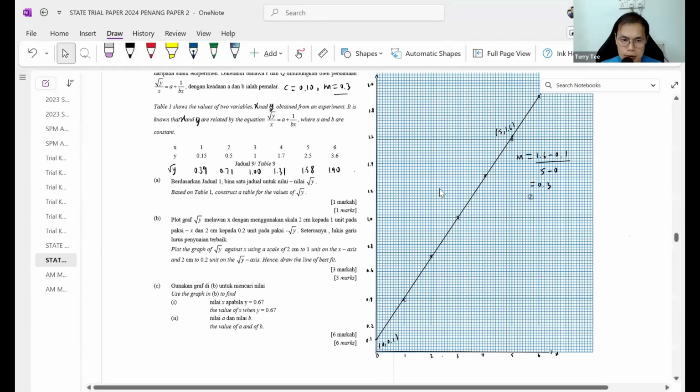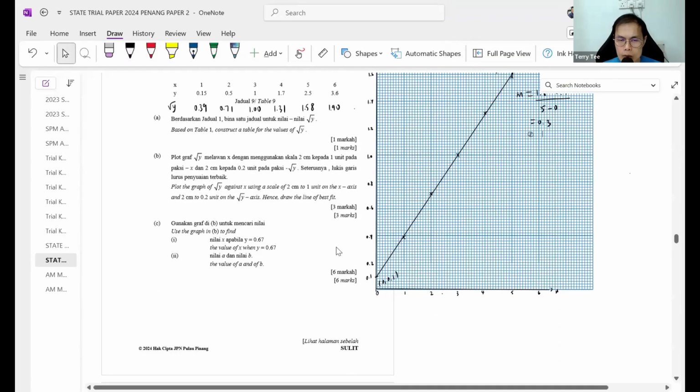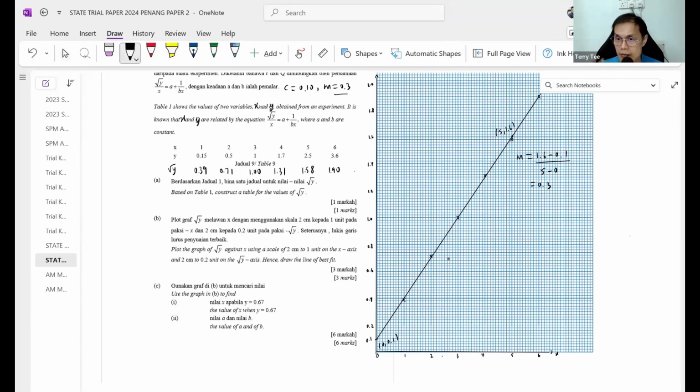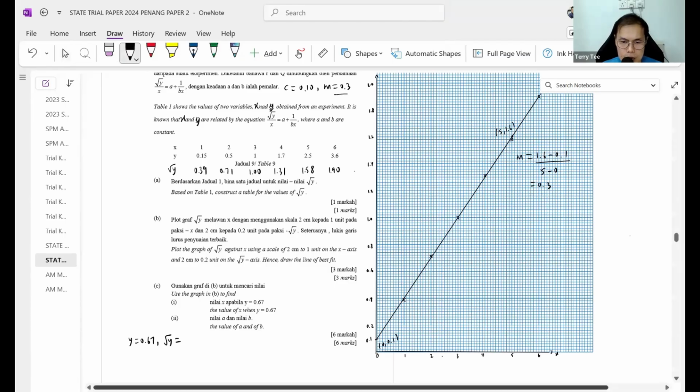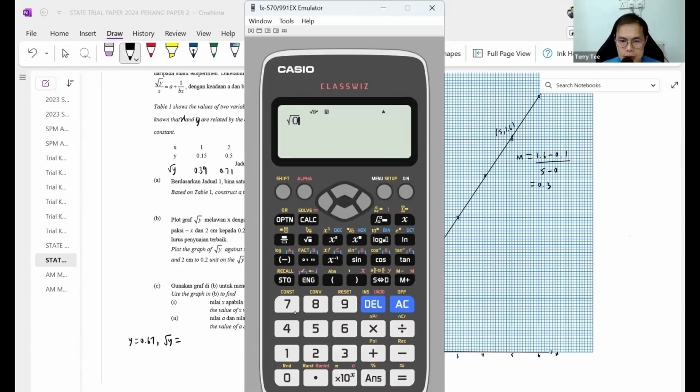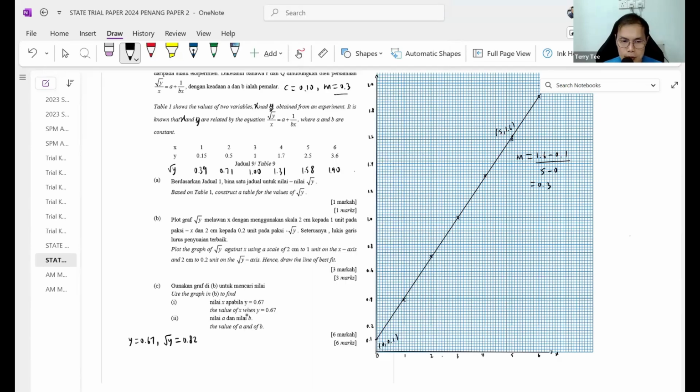Now use the graph to find the value of x when y is 0.67. My graph is done. I want to find first the value of x when y is 0.67. When your y is 0.67, what is the square root of y? Square root of 0.67, you should get 0.82. So 0.82 is around here. I just have to move across and move it down. It looks like it is 2.4. So from the graph, your x is 2.4.